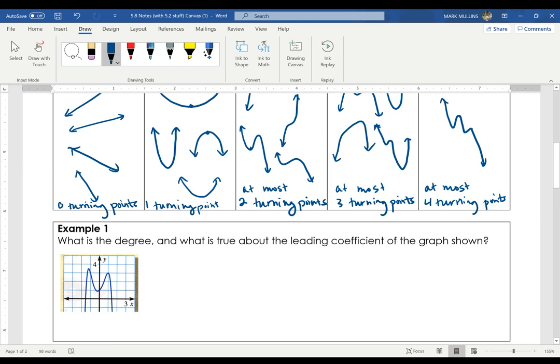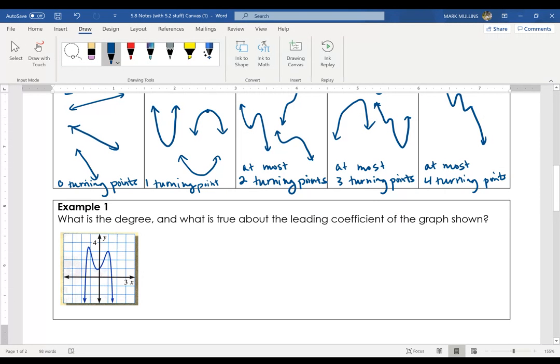So for example 1, just by looking at a graph, we're going to guess what the degree is and what is true about the leading coefficient, which means really positive or negative. So let's look at our turning points. Both ends are down. That tells me it's even. And it tells me that I have a negative leading coefficient.